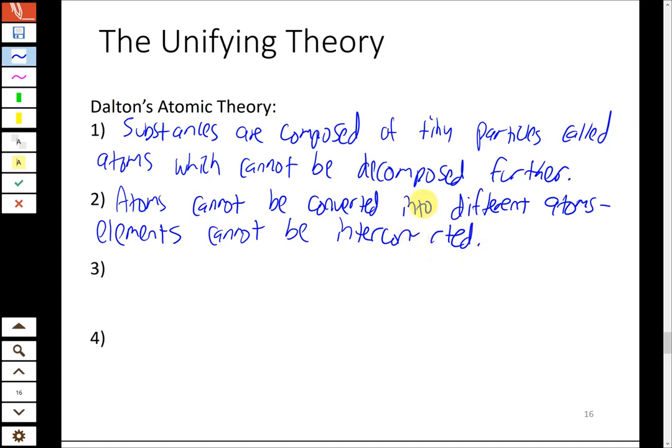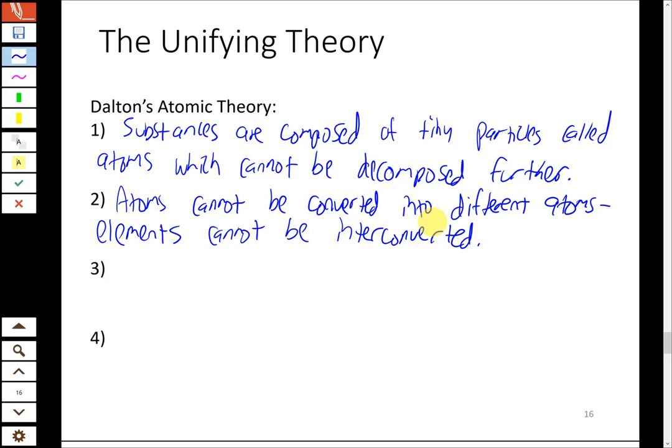Now this one is not 100% true. If you're at the surface of the sun or in a nuclear reactor, that happens all the time. One element converts into another. But in a normal chemical reaction, the type that you would observe or study here on planet Earth, that simply doesn't happen. It can't happen because the atoms cannot be broken down further. So if you have one element, you can't convert or change it into a different element.